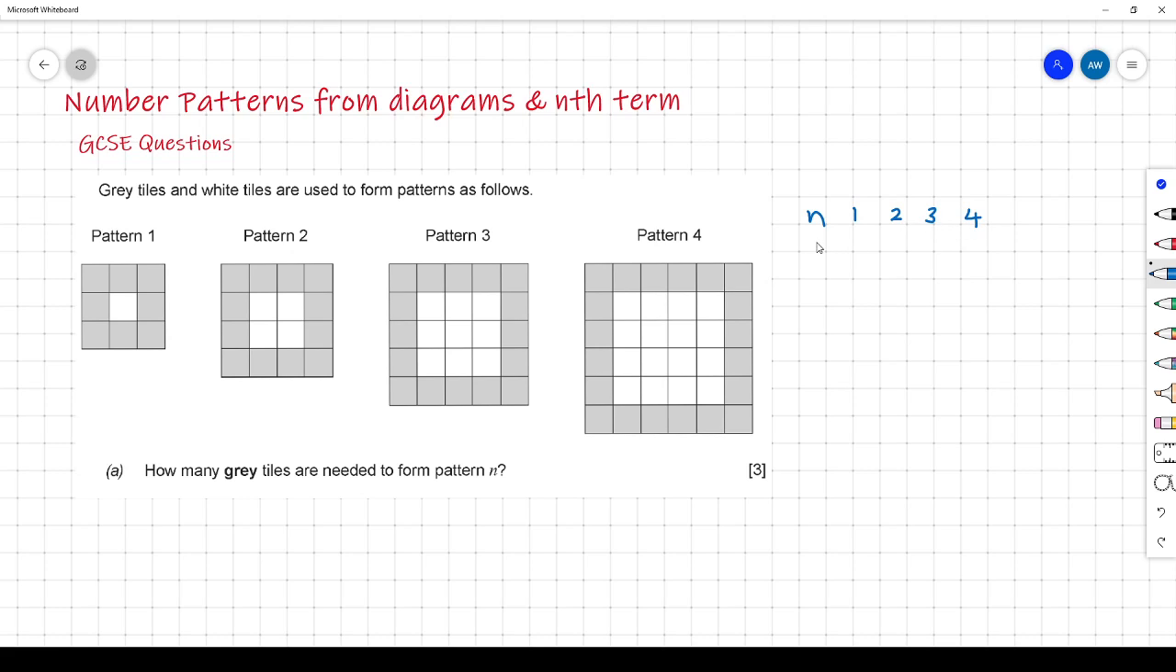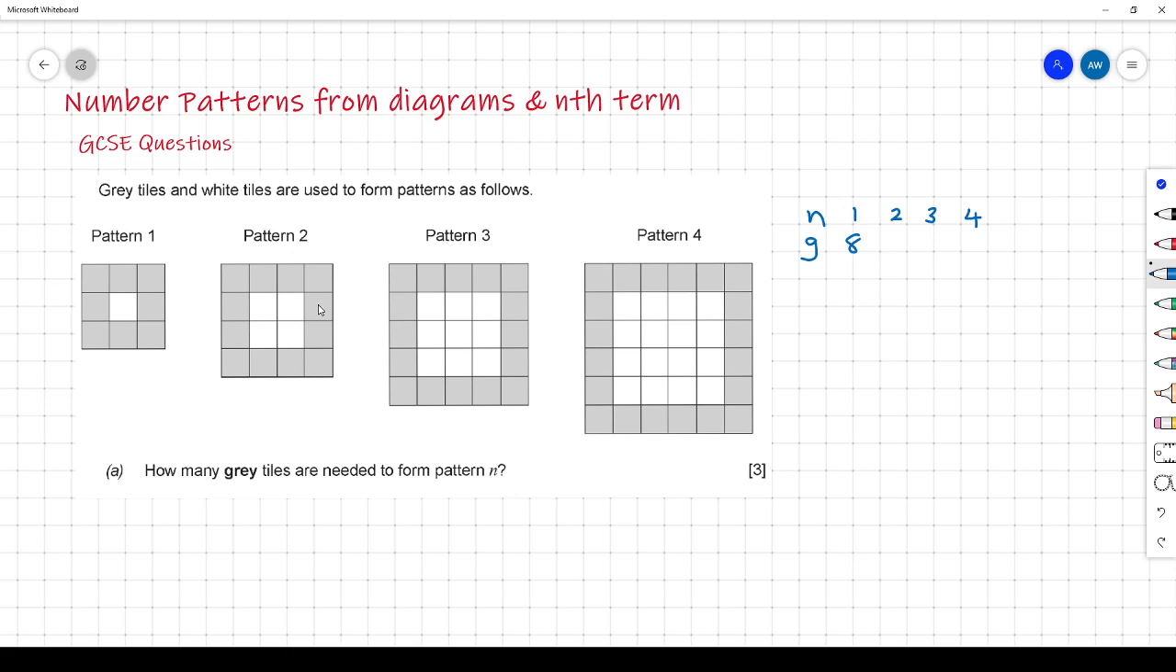I'm going to create a table, and underneath here I'm going to put G for the number of grey tiles. Now the number of grey tiles in pattern number 1 or position 1, we just need to count them. 1, 2, 3, 4, 5, 6, 7, 8. Okay, 8 tiles. Let's count them in pattern 2.